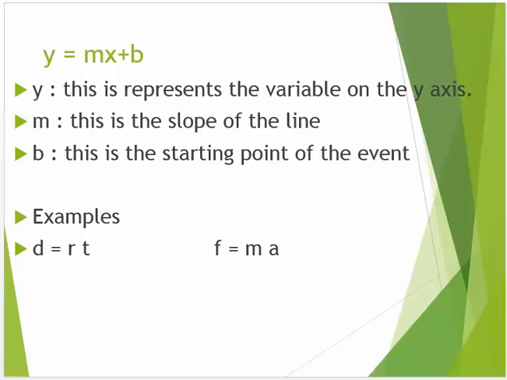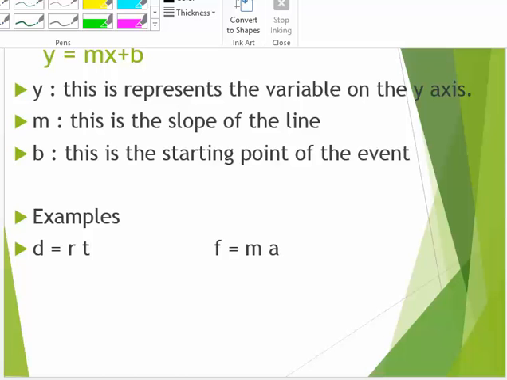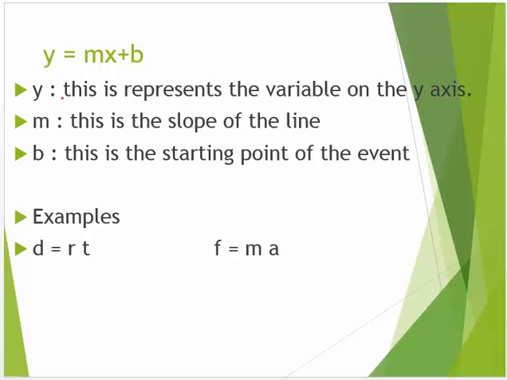In algebra, you had a great little equation that said y equals mx plus b. You guys did lots and lots of work with it. This represents the variable on the y-axis. M is the slope of the line, of your best fit line or your trend line or whatever you're trying to call it. And B basically stands for the starting point of the event.